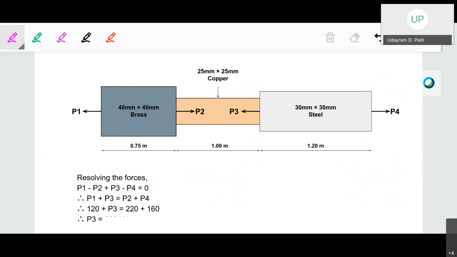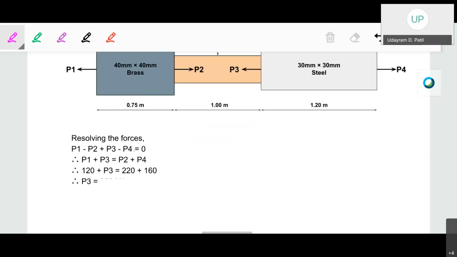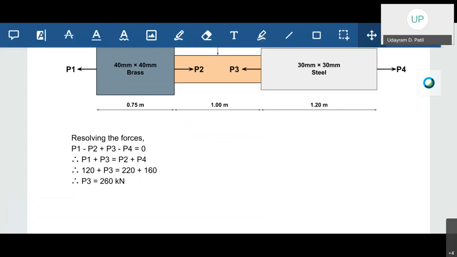Therefore P1 minus P2 plus P3 minus P4. Inputting the particular values, P1 is 120, P2 is 220, and P4 is 160. Therefore the value of P3 will be 260 kilonewton.